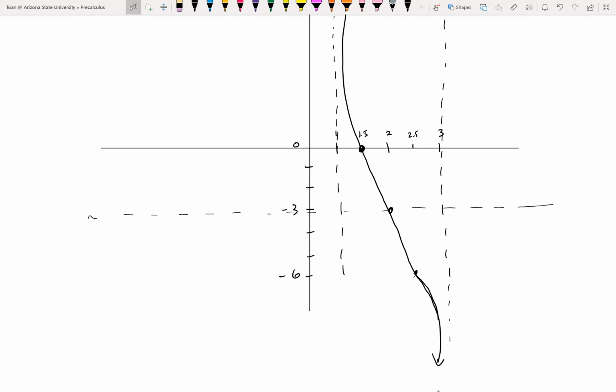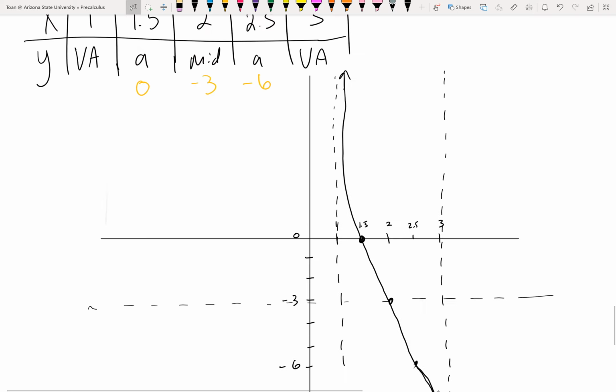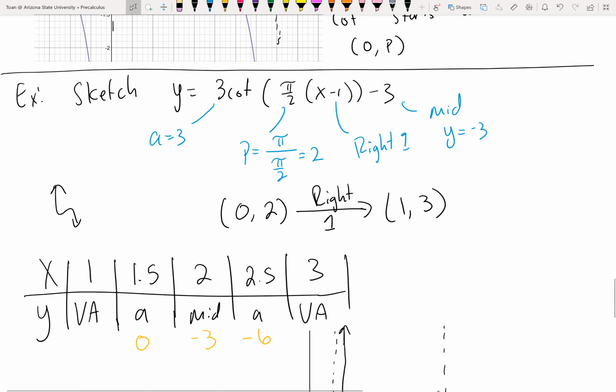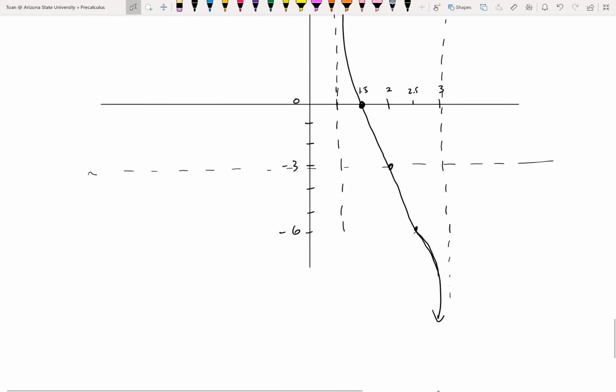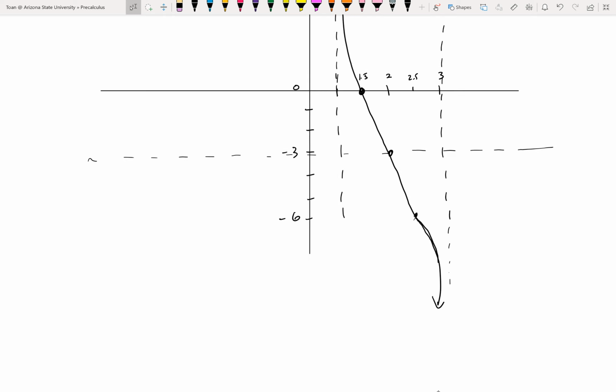So that's it. That's sketching tangent and cotangent. And of course, if I were to make this function negative, you would just have to remember the shape of a negative cotangent. But that's it. To sketch these trig functions, they're going to be very similar in terms of processes. You just have to remember those subtle differences. Good luck.